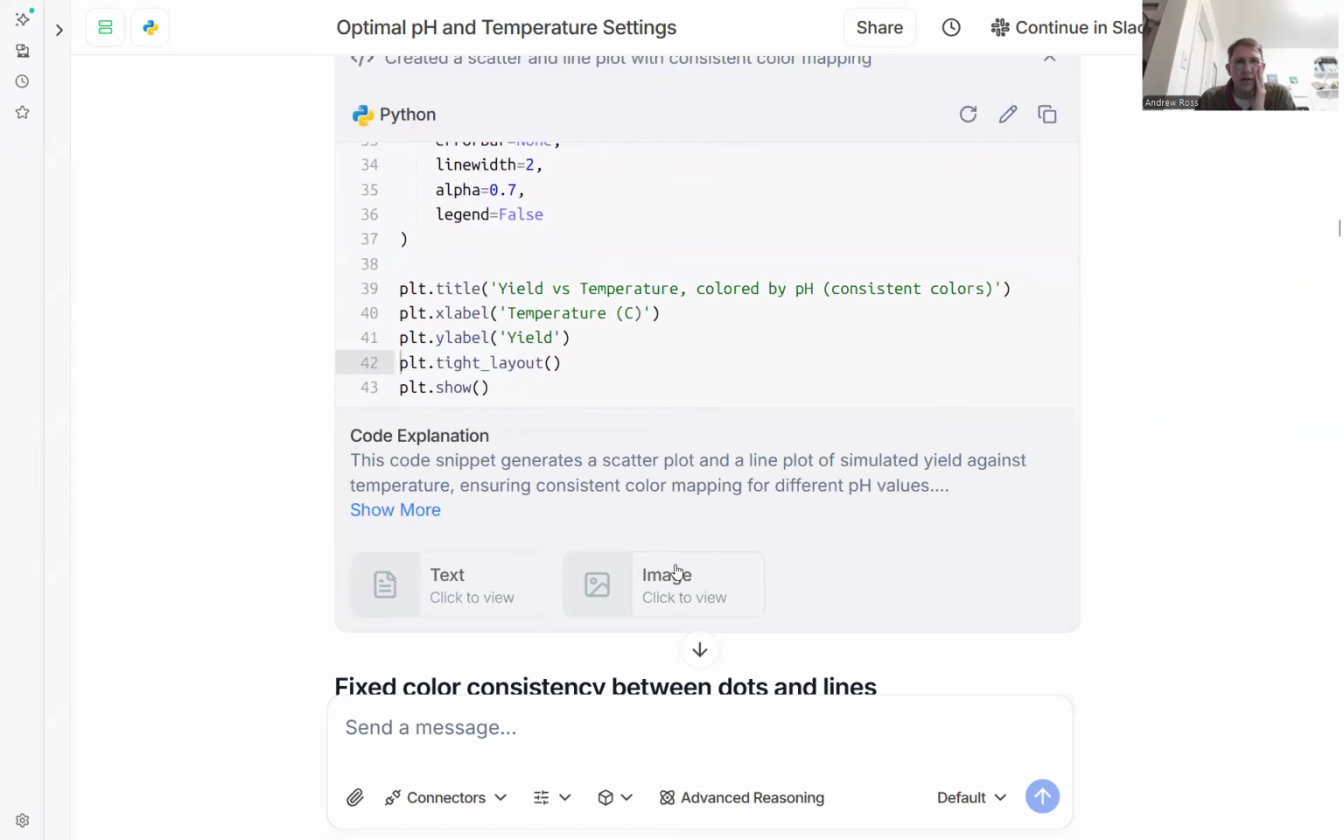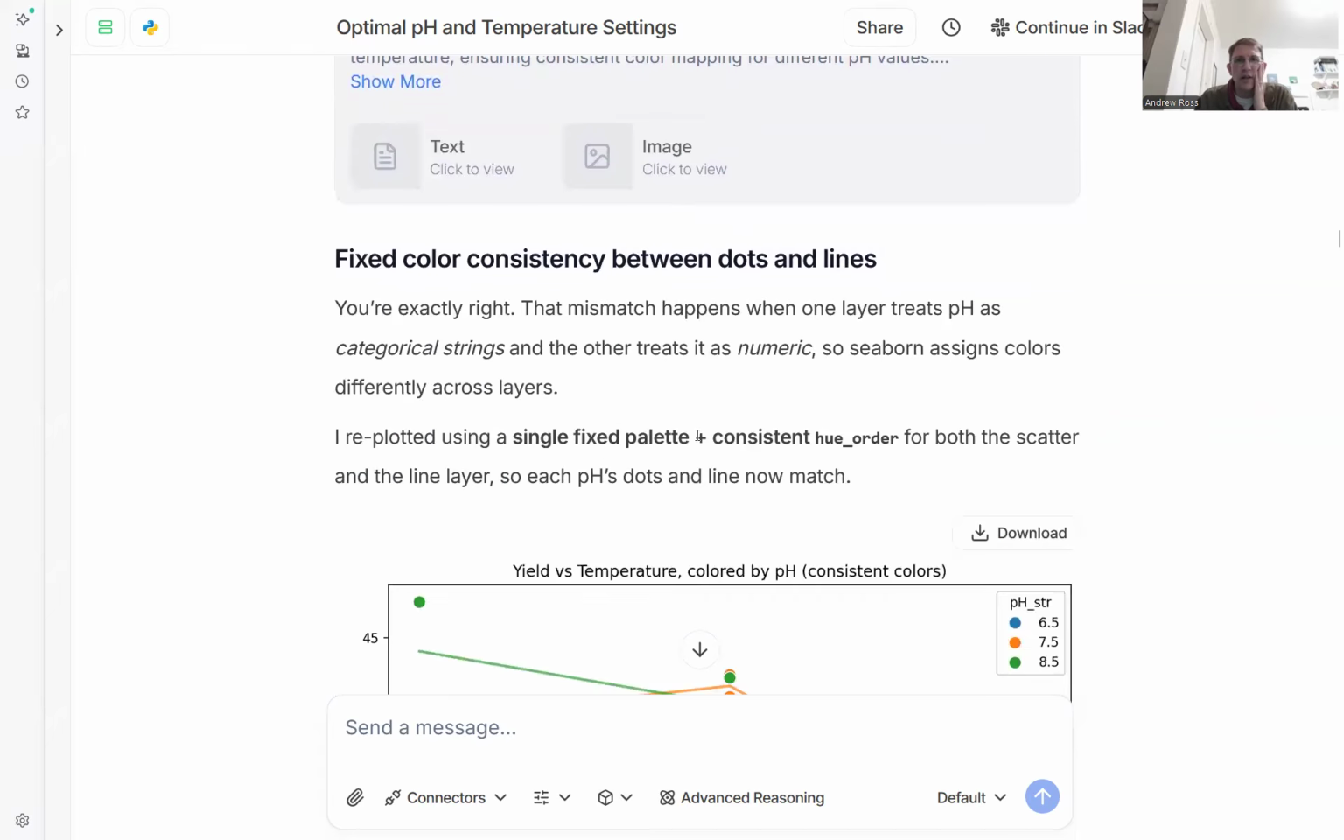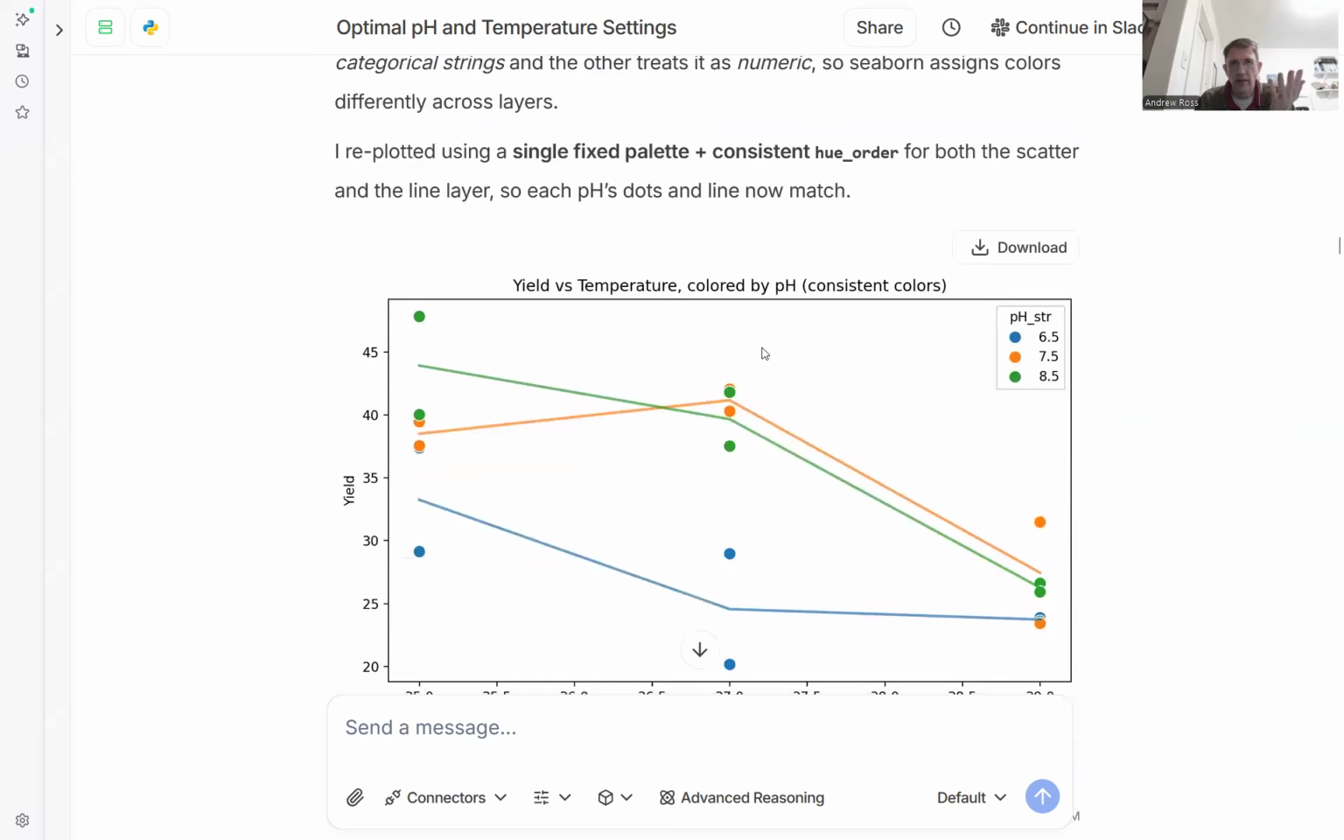And so it thought about it in its own way, told us, oh, one of them was treated as categories and the other is numeric. And so it assigned the colors differently. So now it found a way to fix it. So I got to make sure that the orange goes with the orange now, and that seems to be working.